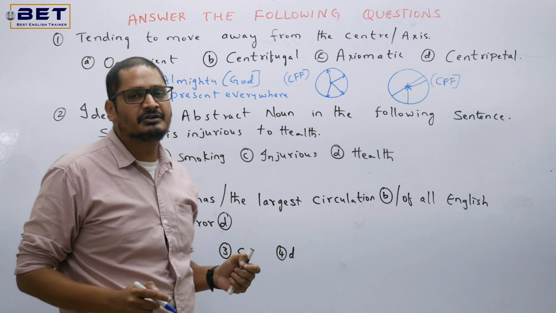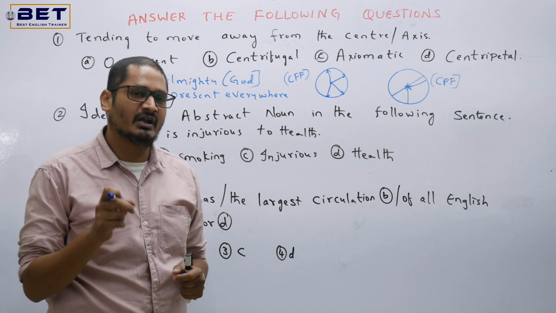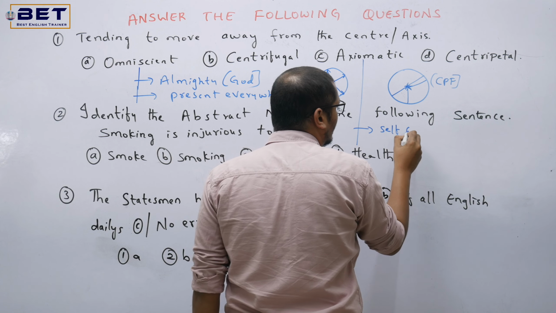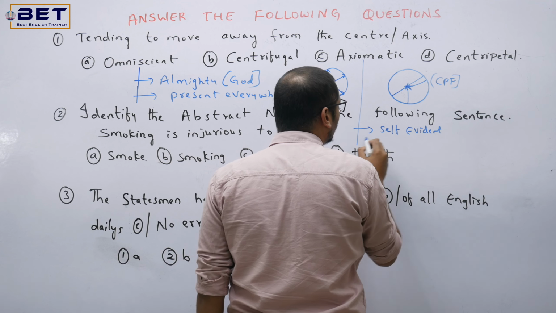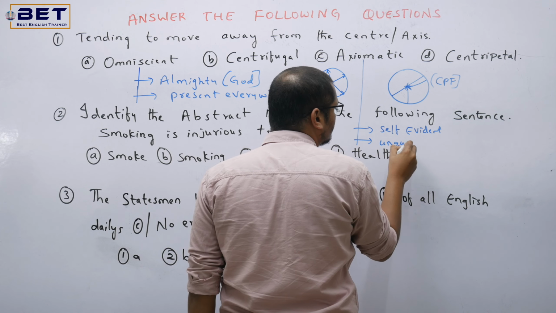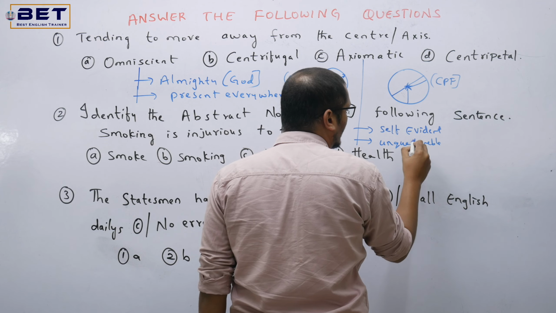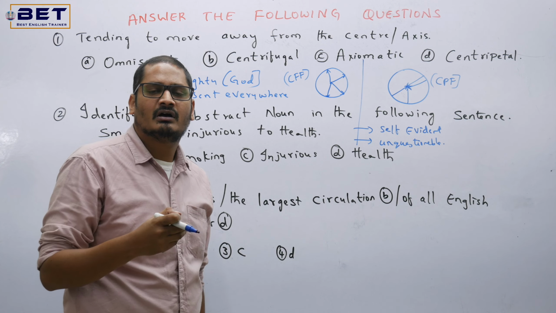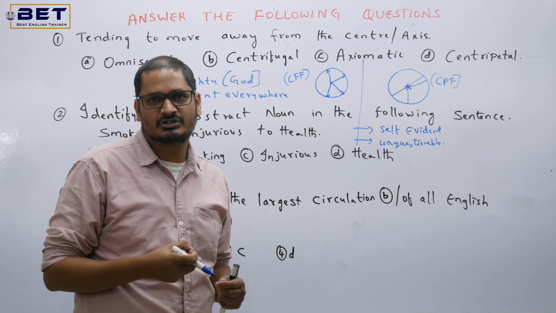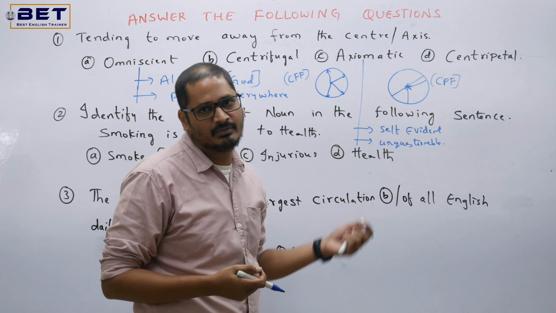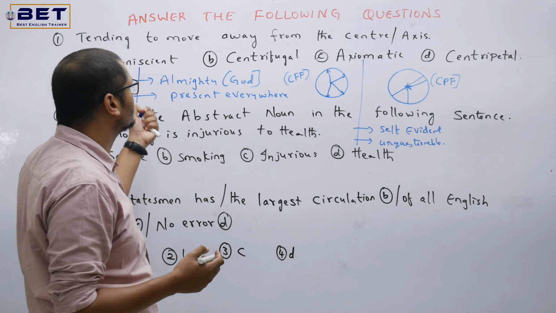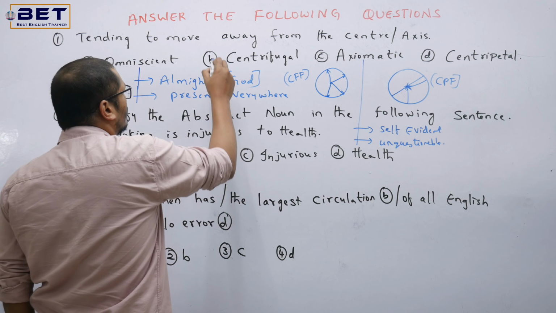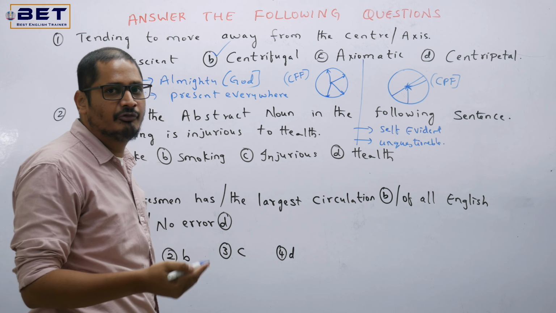Now let's look into axiomatic. What is this axiomatic? The literal meaning is self-evident, or unquestionable. So that is axiomatic. One who is very wise, whom we cannot question, we generally call an axiomatic person. Now out of these four options, what is the right answer? Moving away from the center or axis, that's option B, centrifugal force.